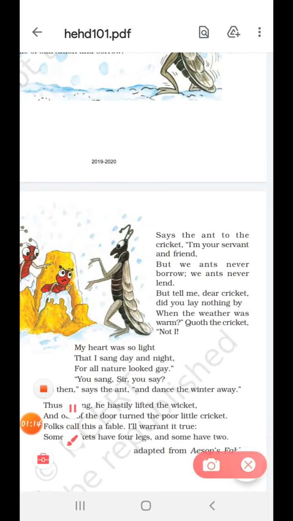Yes, now see, this is the cricket. It has gone to the ant hill and is asking for help. Clear? Now see.